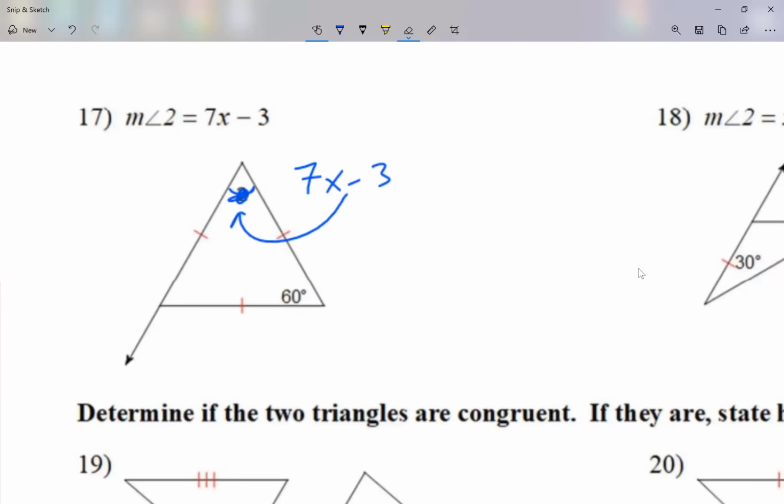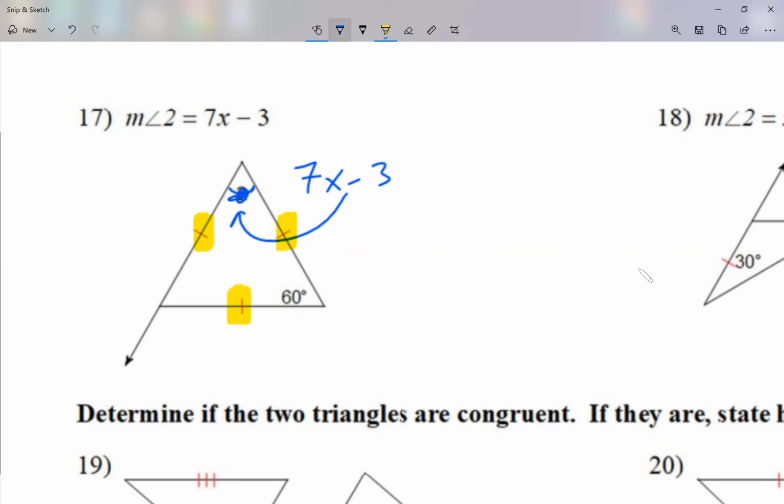I know isosceles triangles have two sides that are equal, but look, all three sides are marked. That means all three sides are equal. So that's what we call an equilateral triangle. If you look at the homework, the title said isosceles and equilateral triangles. Okay, so guess what? All the sides are equal. That means all the angles are equal as well.